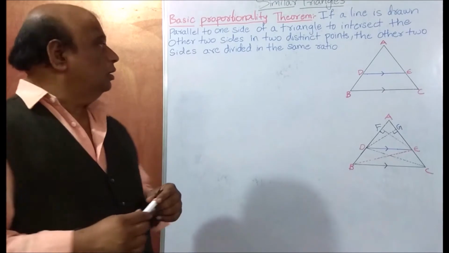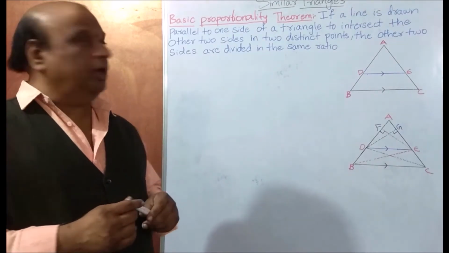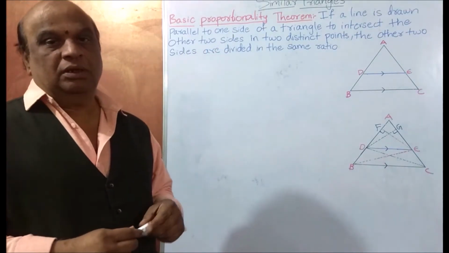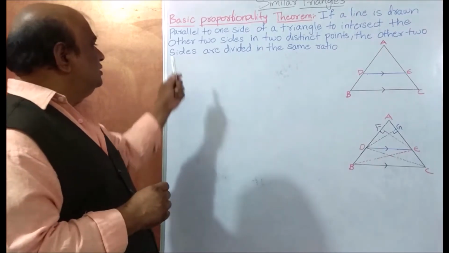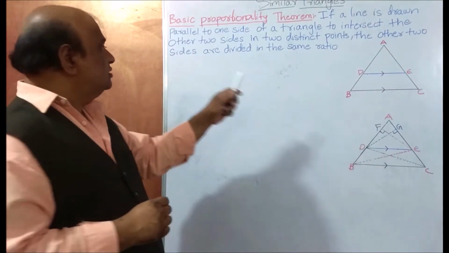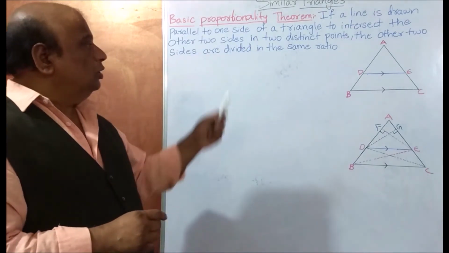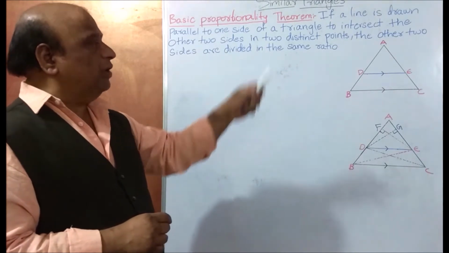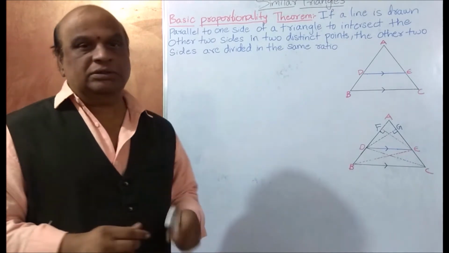Students, in this video I am going to prove the basic proportionality theorem. It is also called Thales theorem. What is the theorem here? If a line is drawn parallel to one side of a triangle to intersect the other two sides in two distinct points, the other two sides are divided in the same ratio.